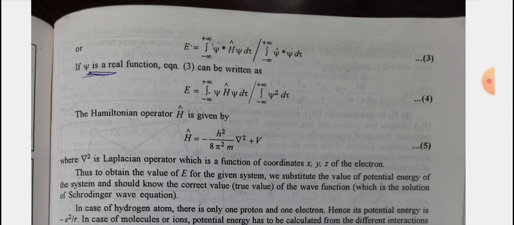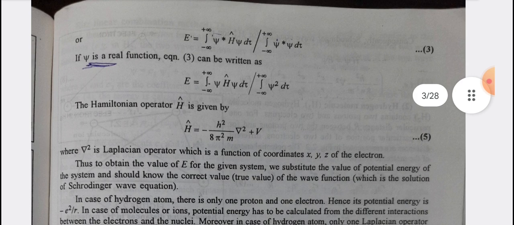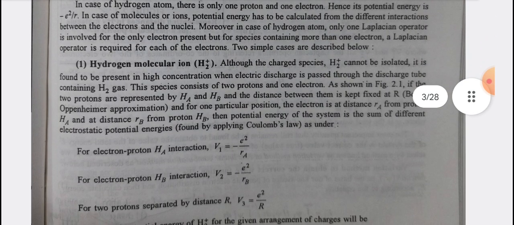Thus, to obtain the value of E for the given system, we substitute the value of the potential energy of the system, and we should know the correct value, that is the true value, of the function which is the solution of the Schrödinger equation. In case of the hydrogen atom, there is only one proton and one electron. Hence, its potential energy is −e²/r.